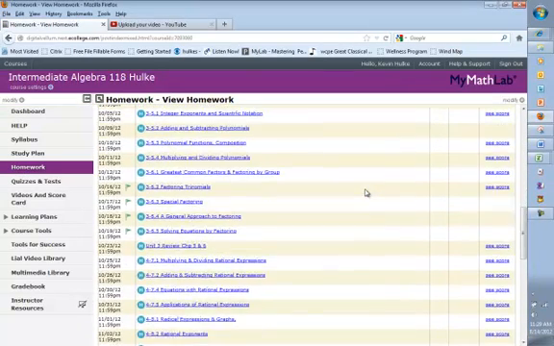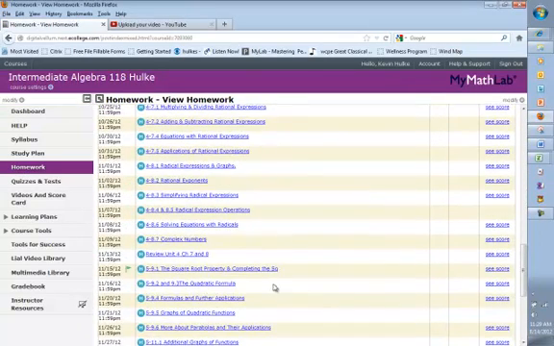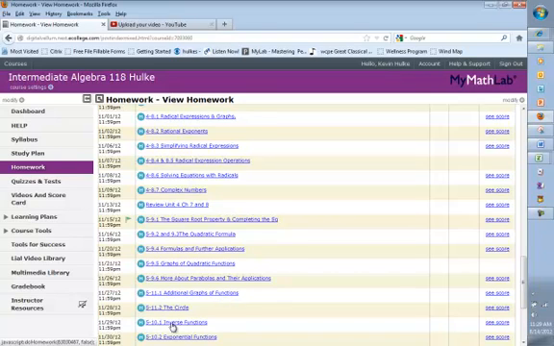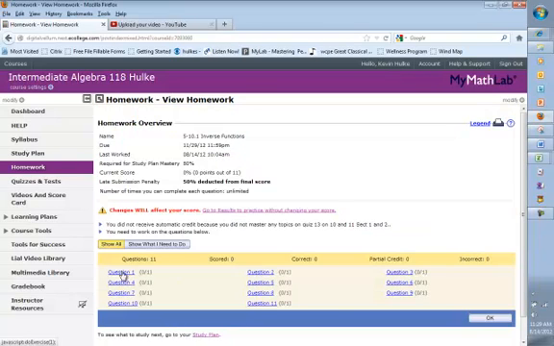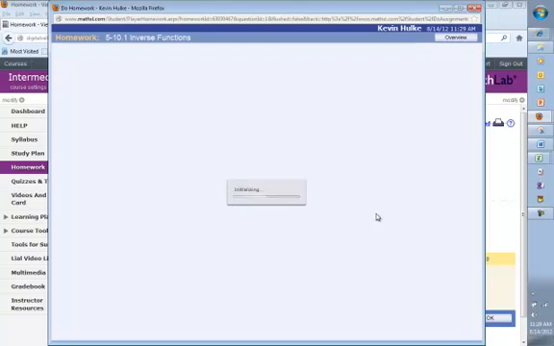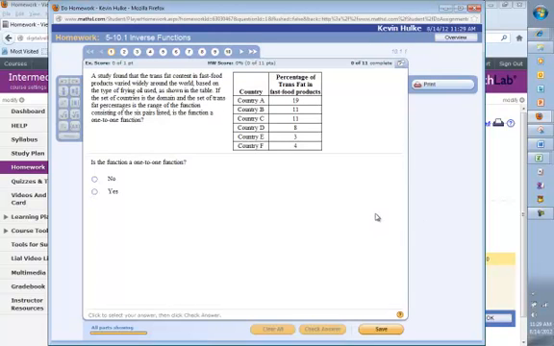The homework for today is going to be inverse functions. A study found that the trans fat content in fast food products varied widely around the world based on the type of frying oil used, as shown in the table. If the set of countries is the domain and the set of trans fats is the range of the function, consisting of 6 pairs listed, is the function a 1-to-1?